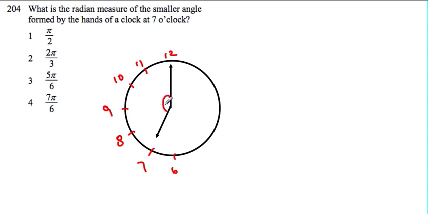Now, what is that if you think about it? It's in fact 1, 2, 3, 4, 5. 5 portions out of 12 portions, isn't it? So this will be 5 out of 12. But that same ratio has to be kept in terms of the radian measure of the angle. So why don't I call that x maybe? But what is the radian measure of the entire circle? Yes, it will be equal to 2 pi.